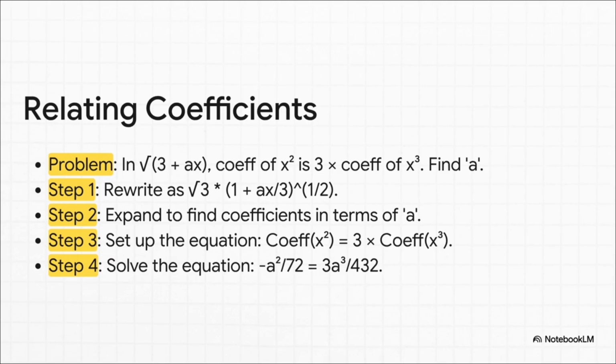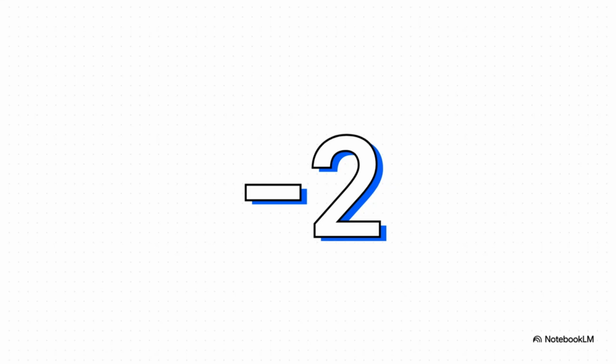We rewrite it, expand it out to find the coefficients for x squared and x cubed in terms of a, and then we just build an equation from the information they gave us and solve it. And once you solve that equation, you get that a is -2. It's a really clever problem because it shows that all these coefficients in the series aren't random. They're all connected by a deep mathematical pattern.